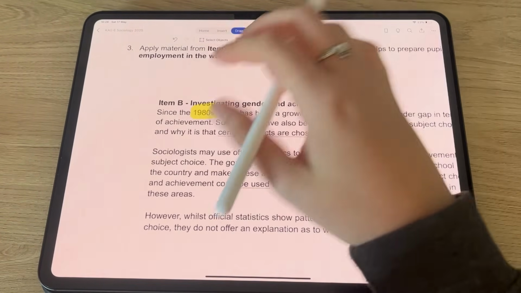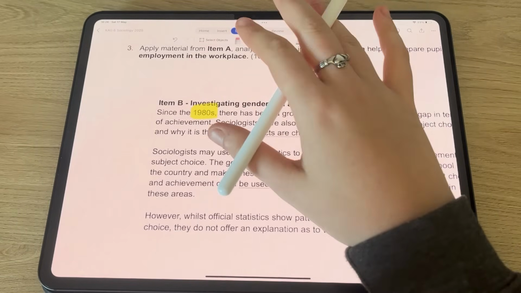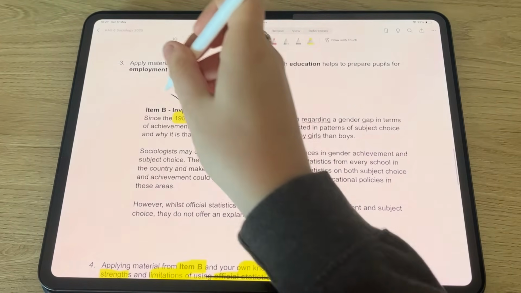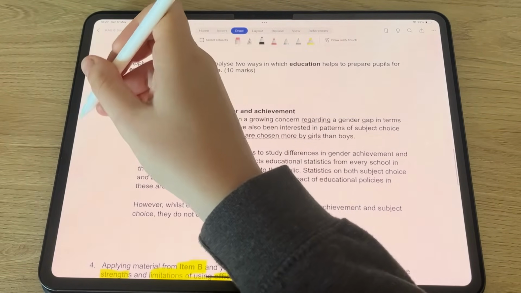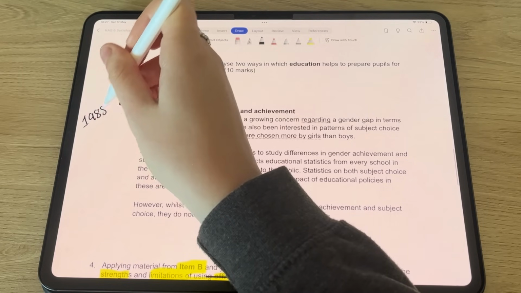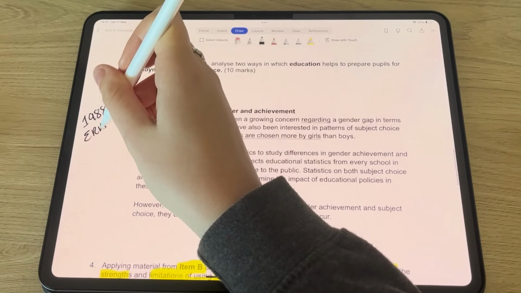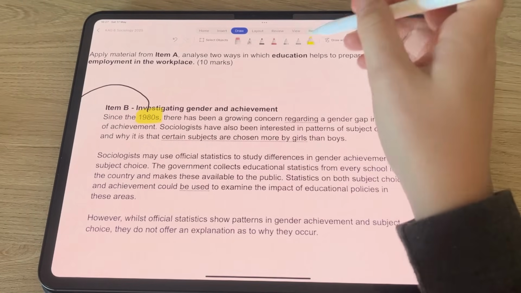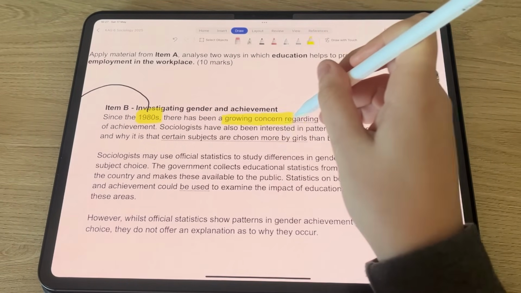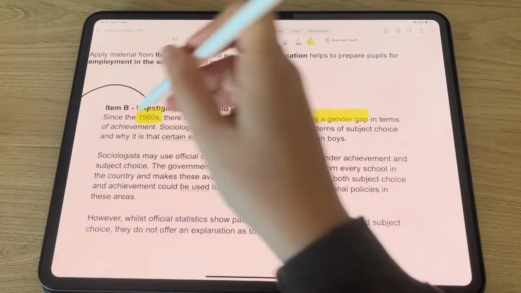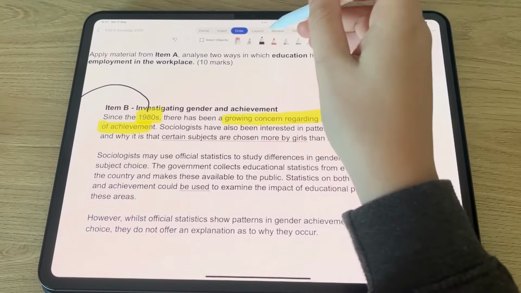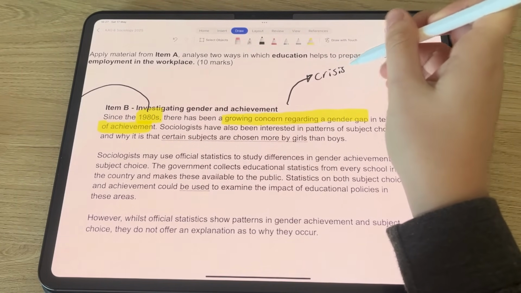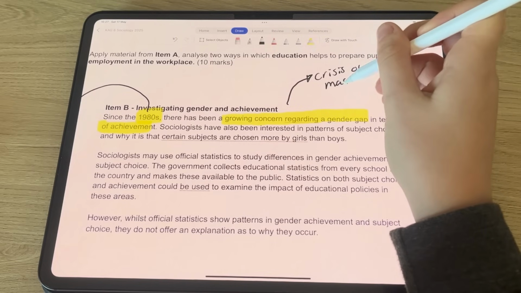So, starting off, since the 1980s, we can't talk about anything that is before then. So ultimately, my mind is going in terms of social policy. We've got the 1988 Education Reform Act. There has been a growing concern regarding a gender gap in terms of achievement. Now, this can refer to the crisis of masculinity.